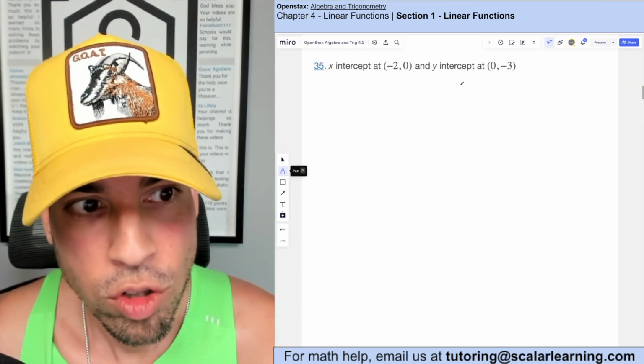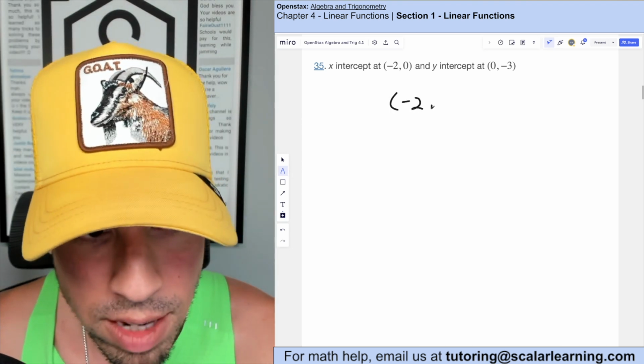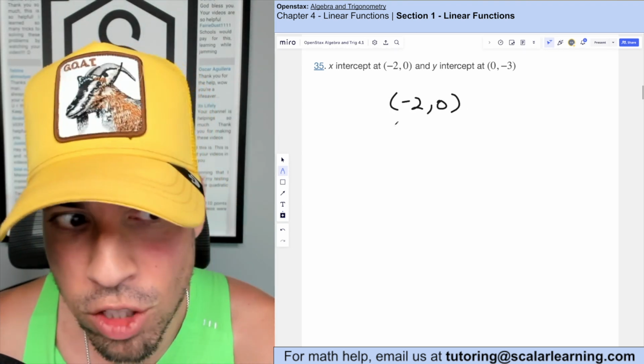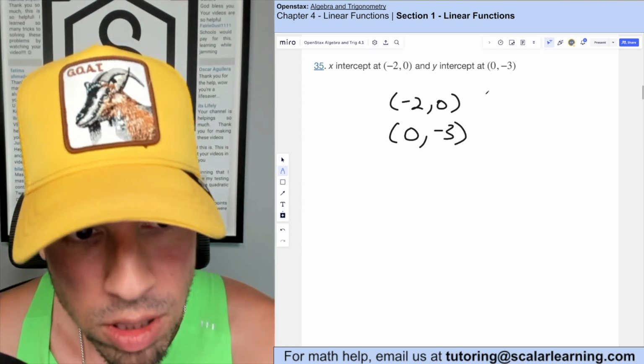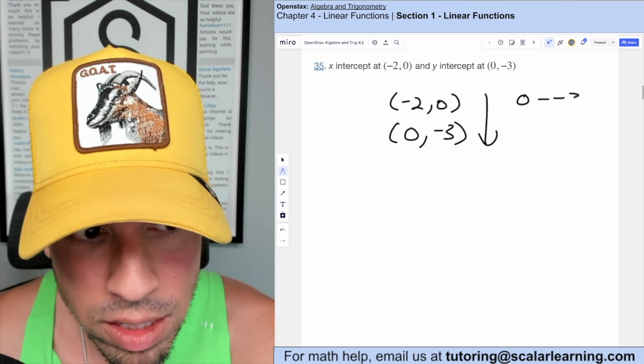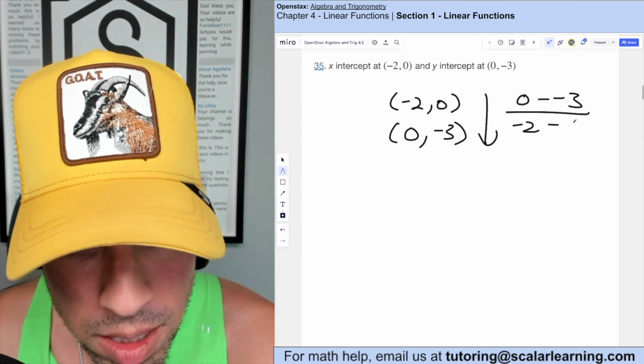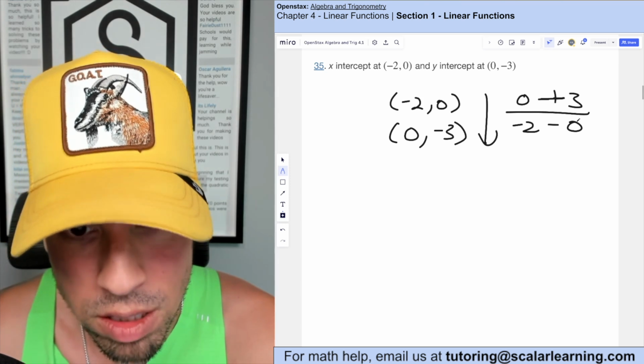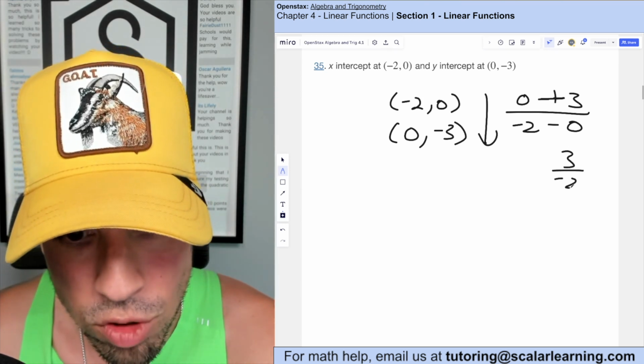Boom, done. So for this one, I'm going to start off by once again stacking the coordinates, and I'm just going to put the x-intercept on top, but that's arbitrary. Then to calculate the slope, I'm going to subtract the y's on top, 0 minus -3 over -2 minus 0. And that double negative turns into a plus, so we have 3 over -2 for the slope.